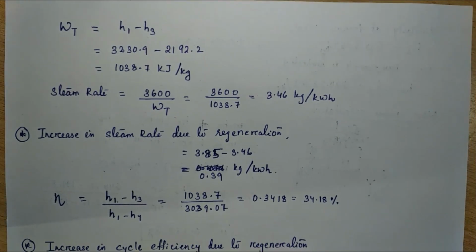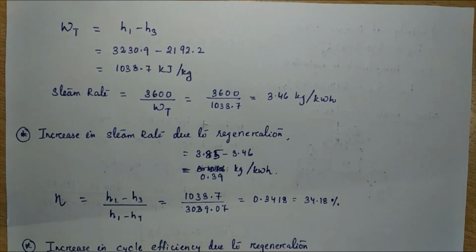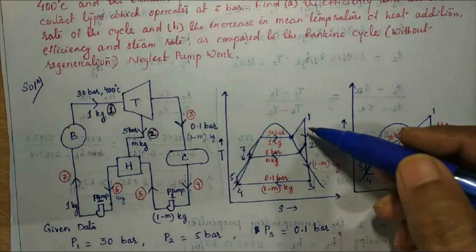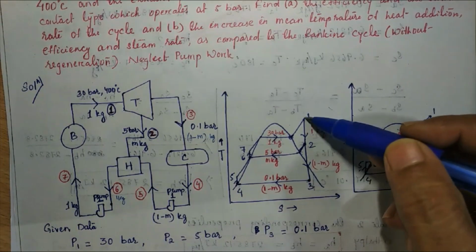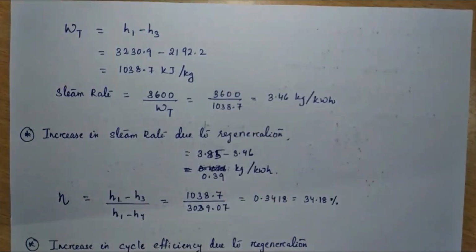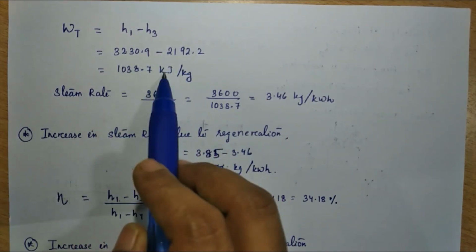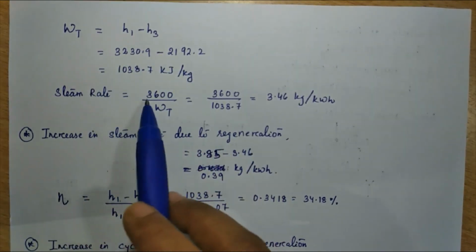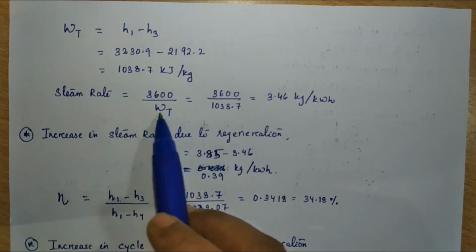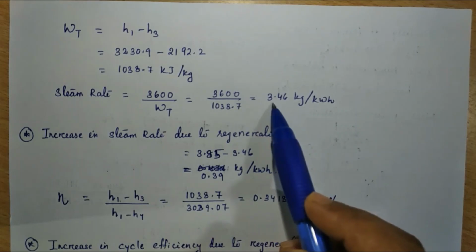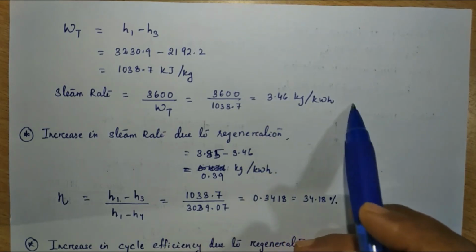There we have to calculate turbine work without regeneration. If it is without regeneration, this is directly H1 minus H3. So see, here it is H1 minus H3. We have all these values, substitute here and we get WT. Then steam rate is equal to 3600 by (WT minus WP). WP we have to neglect, so it's only WT, and this value is 3.46 kg per kilowatt hour.